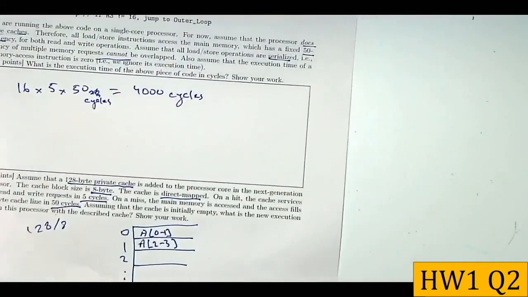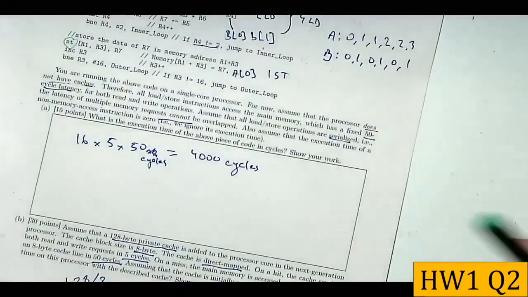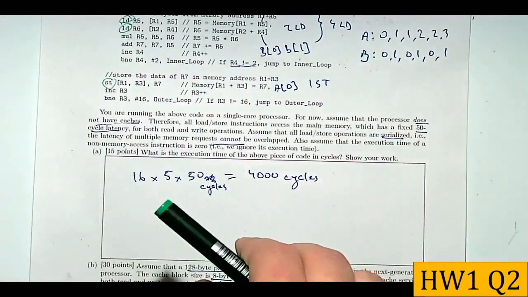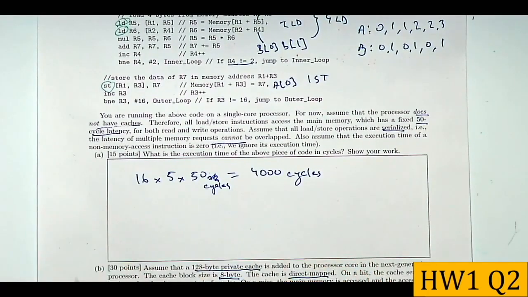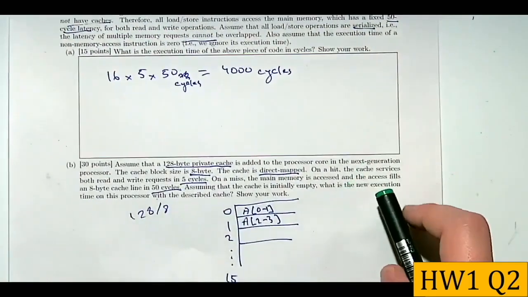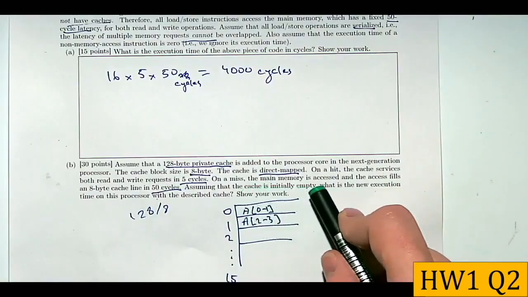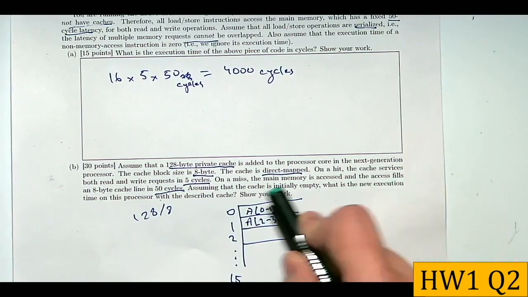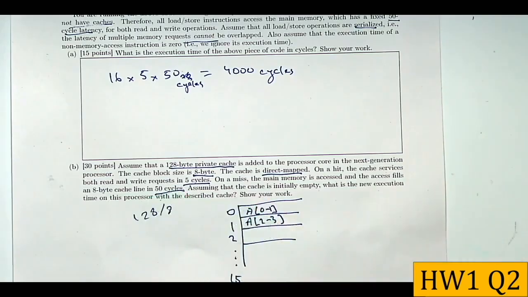Yeah, so I don't remember what we did in the question, but it's not very explicitly stated what happens exactly. In the question, it says, on a miss, the main memory is accessed, and the access fills an 8-byte cache line in 50 cycles. So that will mean you should also apply another 5 cycles to bring the data from the cache to the processor, right? So it should be 55 cycles in total for a miss.